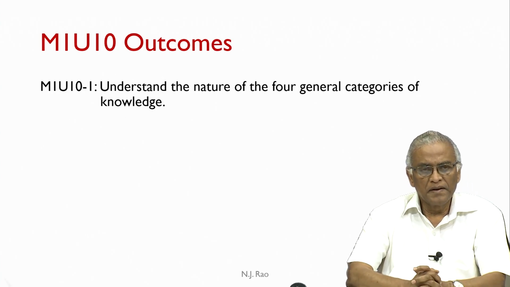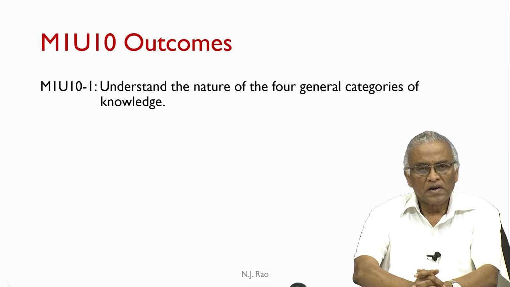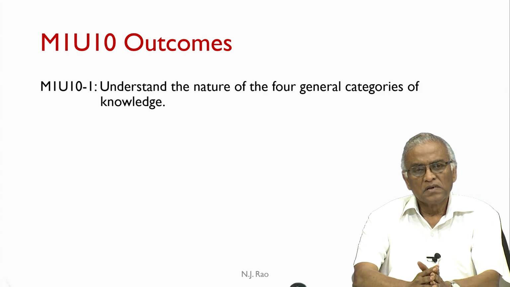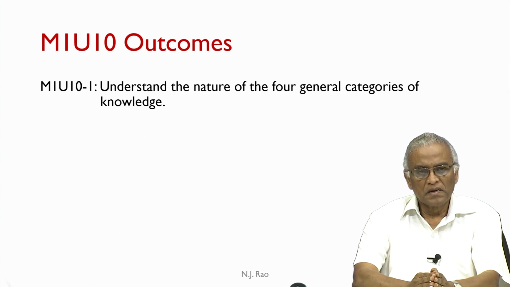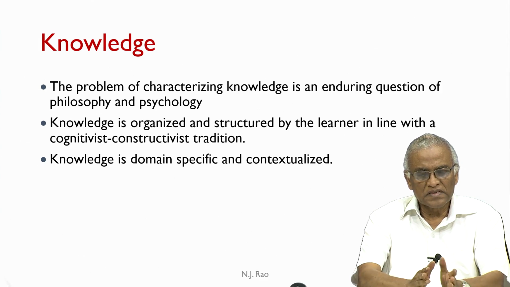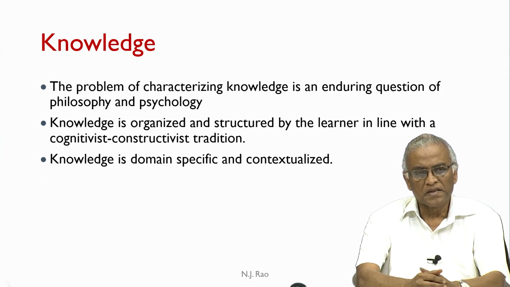Now, in Unit 10, we try to understand the nature of the 4 general categories of knowledge. We have already mentioned that the cognitive domain is characterized by 2 dimensions. One is cognitive processes, the other is categories of knowledge. The moment you come to a word like knowledge, it is like several other words in English. We are comfortable in using these words until somebody insists you define. The moment you say what is knowledge, you try to explain, everyone will have an issue with that.